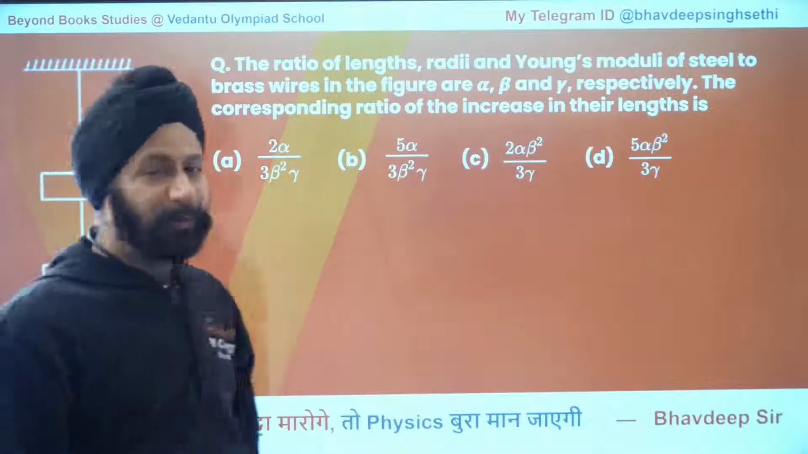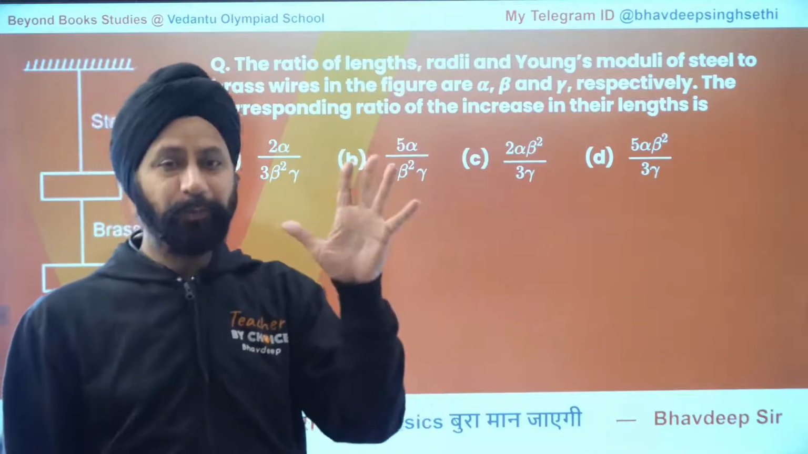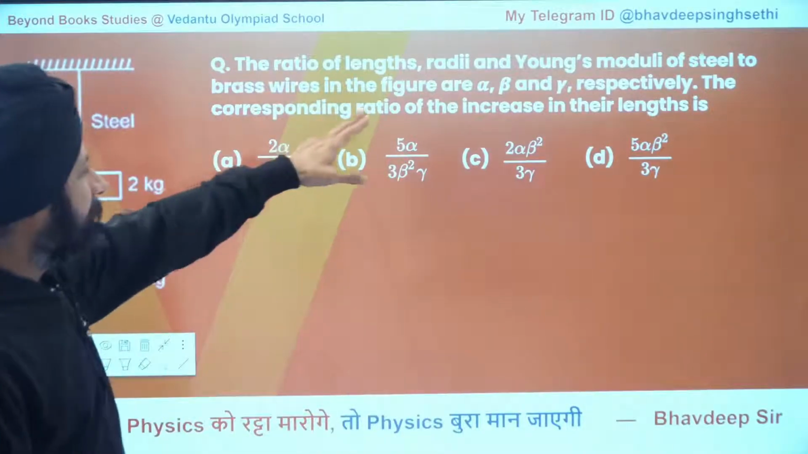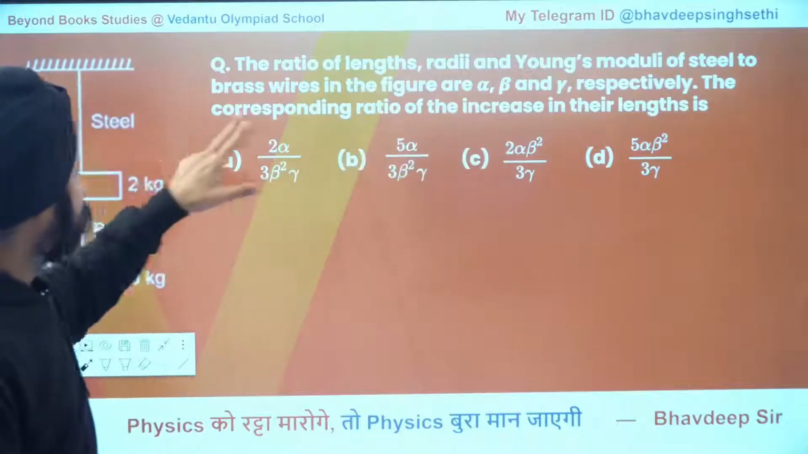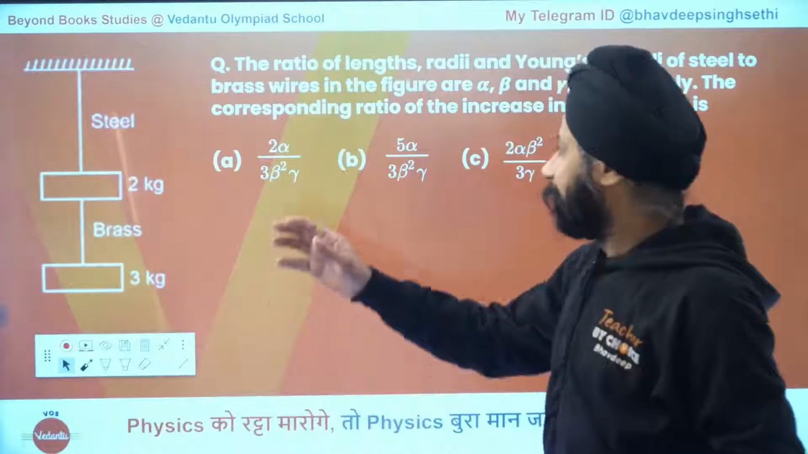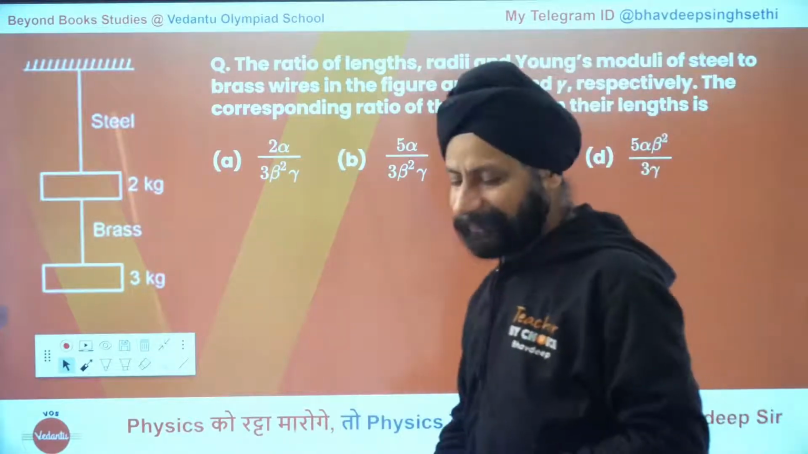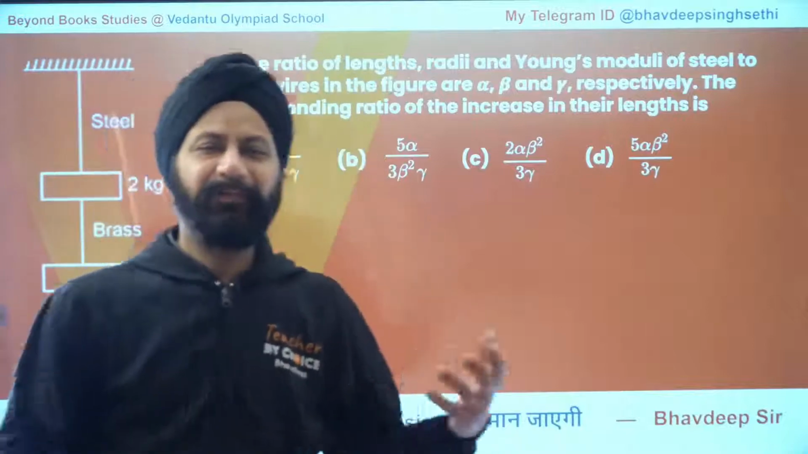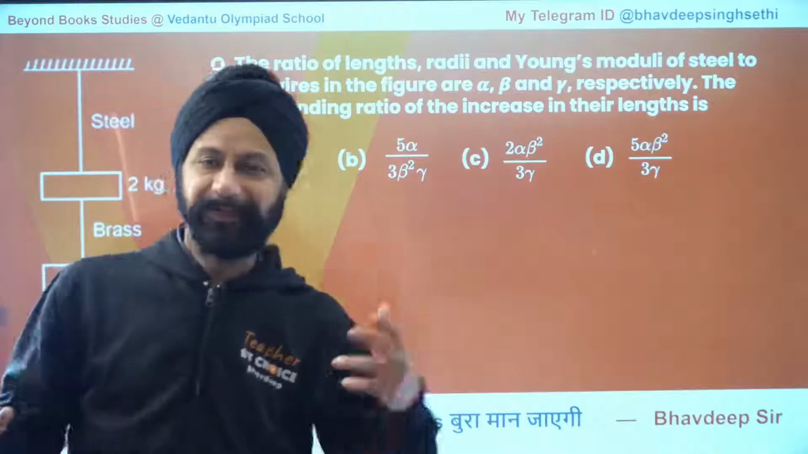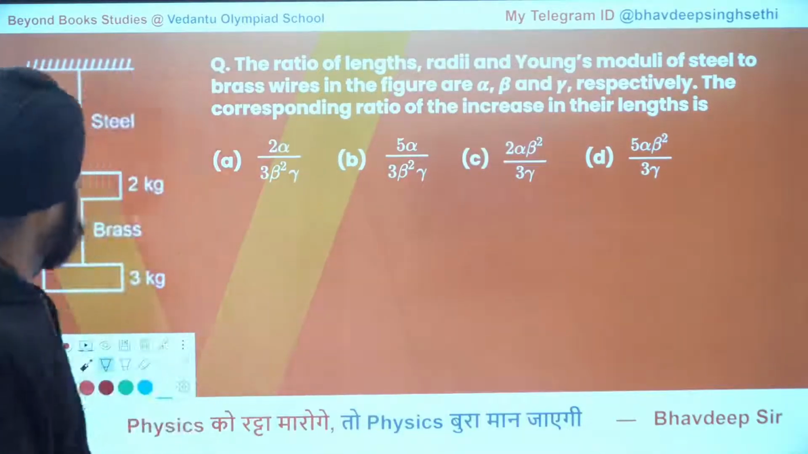Starting with question number 6, because in part 1 we did 5 questions, today we'll do 6th through 10th, so 5 more questions. The ratio of lengths, radii and Young's moduli of steel to brass in this given figure is alpha, beta, gamma, respectively. The corresponding ratio of the increase in their lengths. Honestly, these type of questions are so easy. I have a temptation to just not even bring it into the session, but since we are doing it in sequential order, let's go through that.